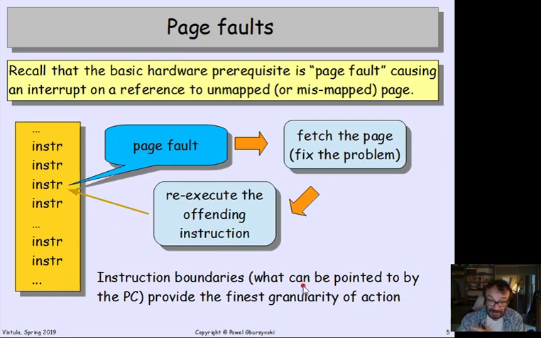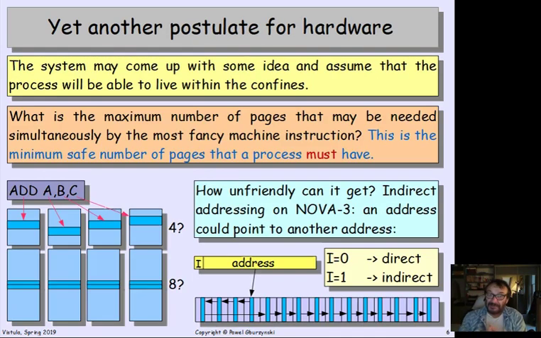So the instruction boundaries, specifically what can be pointed to by the program counter or the instruction counter, provide the finest granularity of action. It's the granularity at which events happen and at which the recovery after an event can be carried out. And here we have that postulate, that required property of the CPU hardware, specifically of the set of machine instructions.